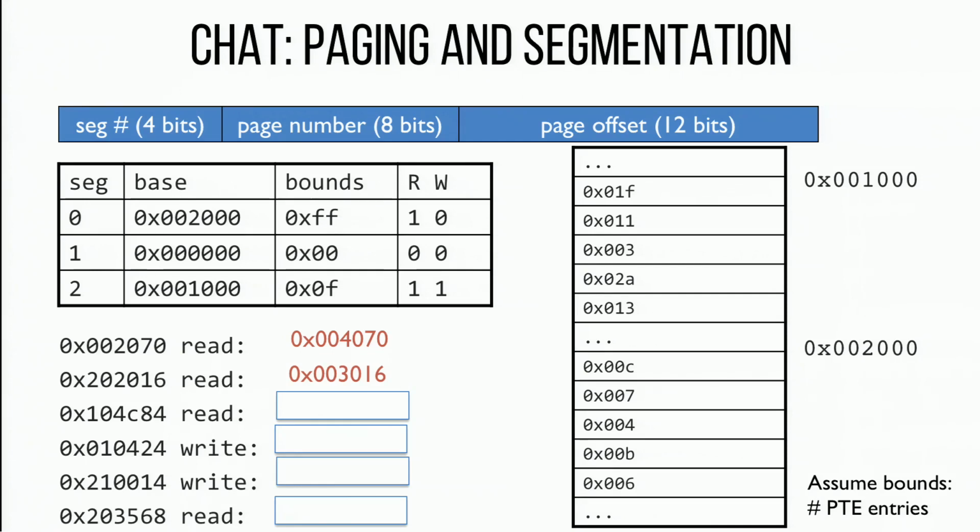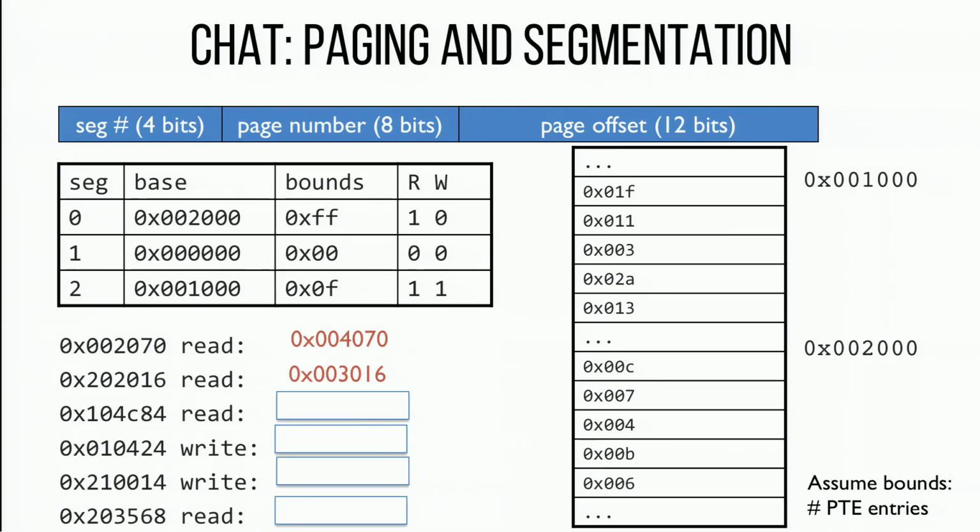All right, so did you all get that? I hope. Let us look into why that is the right answer. The segment number is 2. So I use the segment table to find out where the base of the page table is for segment 2. It lives at physical memory address 001. That's where this page table lives in physical memory.